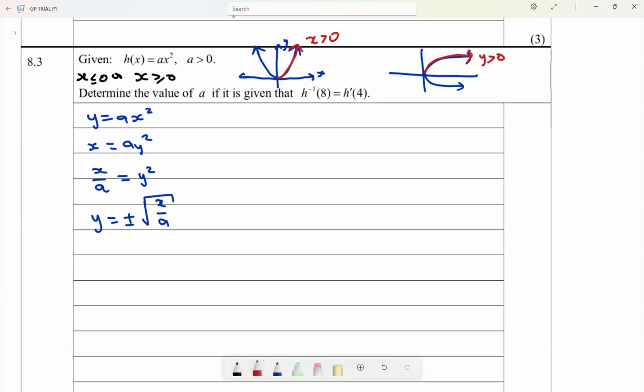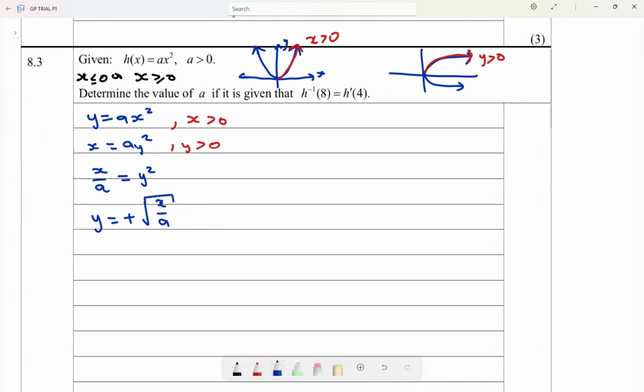By the way, I'm just going to continue such that a is greater than 0, x is greater than 0. So here, when x is greater than 0, meaning on the inverse, y will be greater than 0. If y is greater than 0 on the inverse, it means here we'll just take the positive sign. Yes, we just take the plus sign, the square root of x divided by a.